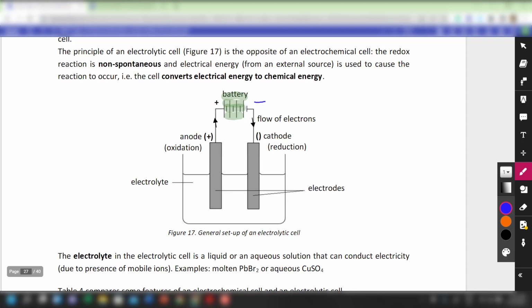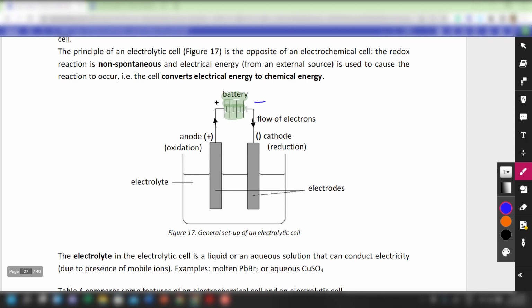Okay, so these two metals are the electrodes. Do take note that the flow of electrons goes from the anodes to the cathodes, and there is no flow of electrons in the electrolytes. Do remember that, because some students have the misconception that electrons go through the electrolytes. This is incorrect. But in a nutshell, the electrolyte needs to be a solution which allows electrical conductivity.